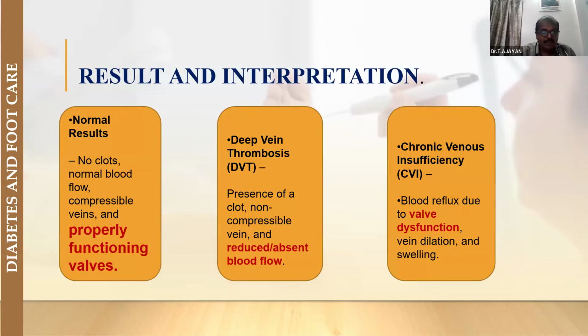That means the Doppler study should always be done in diabetic cases. Normal result: no clot, normal blood flow, compressible veins, and properly functioning valves. But in DVT, there is the presence of a clot, a non-compressible vein, and reduced or absent blood flow. Chronic venous insufficiency, CVI, is a valve dysfunction. The blood reflux is due to valvular dysfunction, vein dilatation, and swelling.